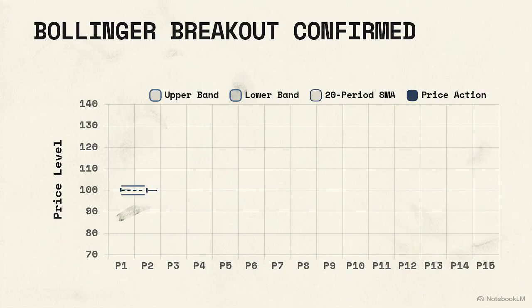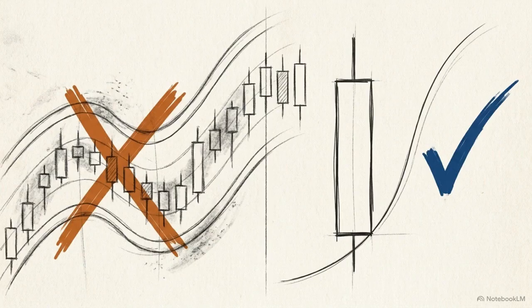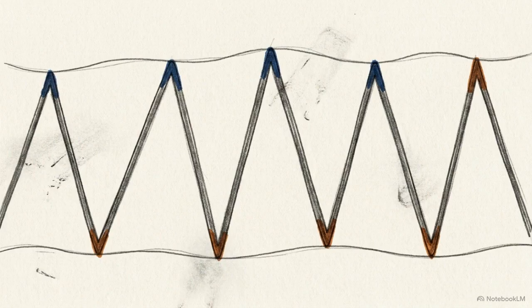Confirmation requires a price candle to close outside the bands. A candle closing above the upper band or below the lower band signals the direction of the new trend. Using the squeeze allows a trader to react to confirmed momentum rather than attempting to predict a move before it happens. In a sideways or ranging market, prices often oscillate between the outer bands.